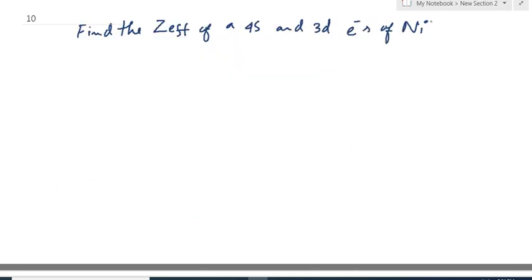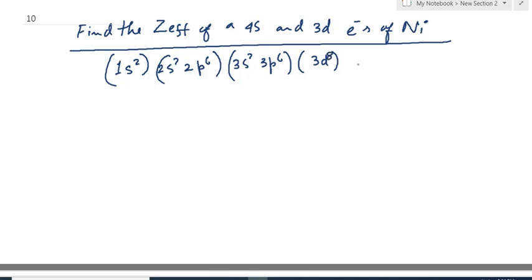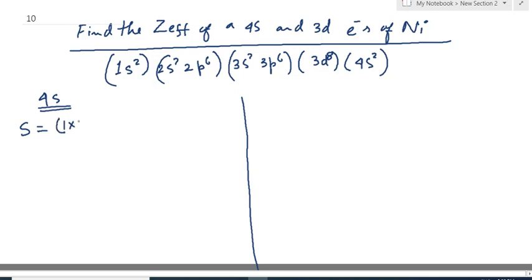Now let us take a third and the last example of a transition element, say nickel. Now let us find the Z effective for a 4s electron and a 3d electron of nickel. As usual, let's write the electronic configuration of nickel, which has 28 electrons, and then group it by Slater's rule. Now see, first let us calculate it for the 4s electron. In this case there is one more electron in the same group, that's why it will contribute 1 multiplied by 0.35, right?